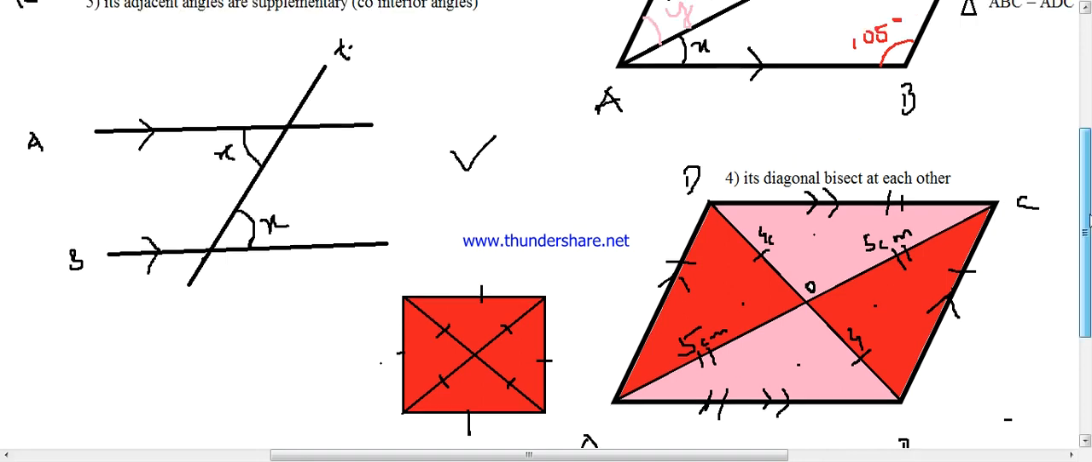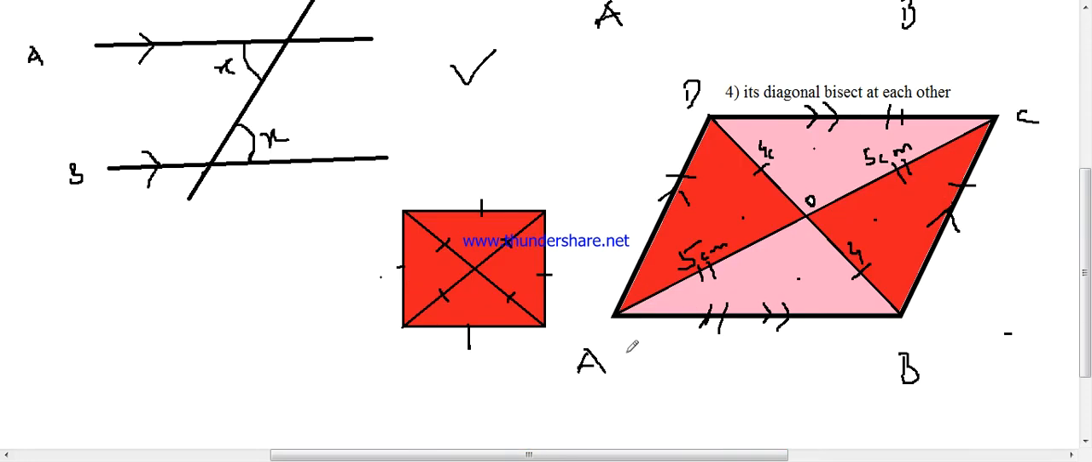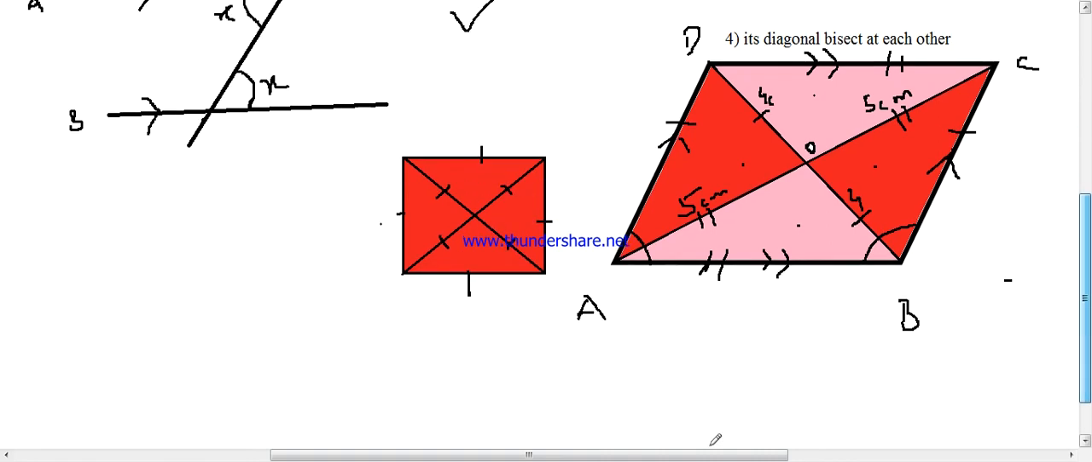Okay. Next, very important over here is that adjacent angles are supplementary. What does it mean? Adjacent means angle A is adjacent to angle B. They are saying they are supplementary. Very simple. Supplementary means 180 degrees. This means that when you add angle A plus angle B over here, you will always get 180 degrees. Now the question arises, why?